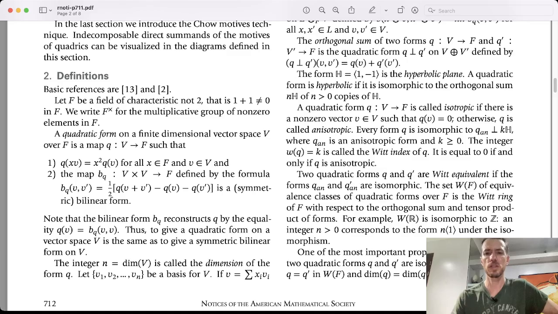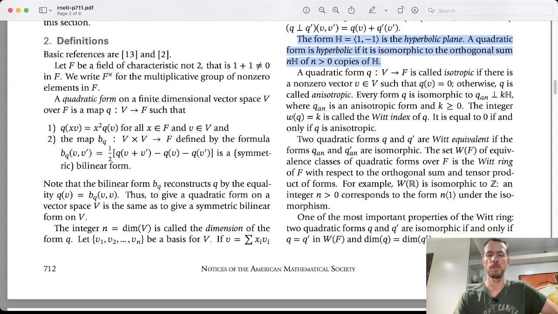The orthogonal sum of two forms Q: V → F and Q′: V′ → F is the quadratic form Q ⊥ Q′ on V ⊕ V′ defined by (Q ⊥ Q′)(v, v′) = Q(v) + Q′(v′). The form H = ⟨1, −1⟩ is the hyperbolic plane. A quadratic form is hyperbolic if it is isomorphic to the orthogonal sum n·H of n > 0 copies of the hyperbolic plane.